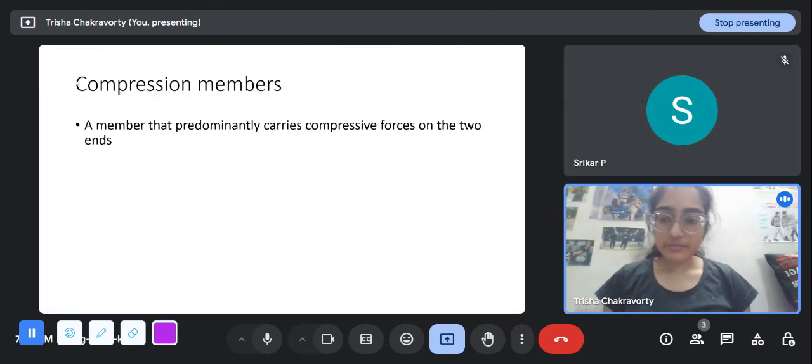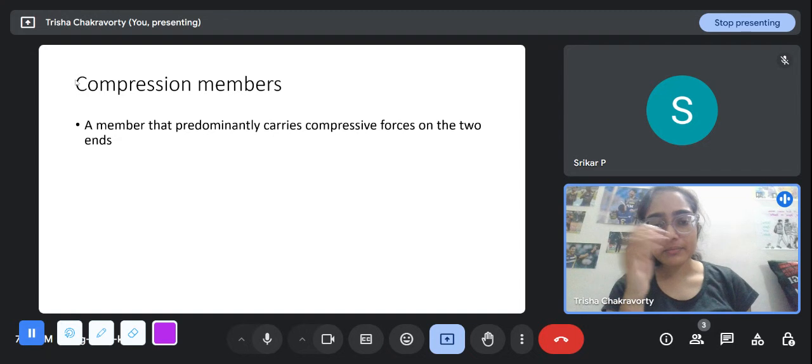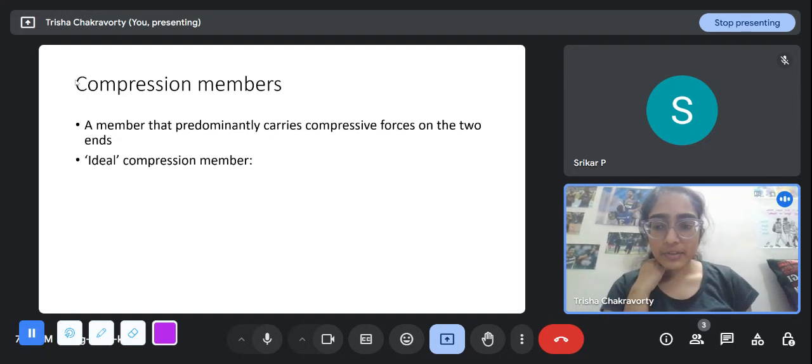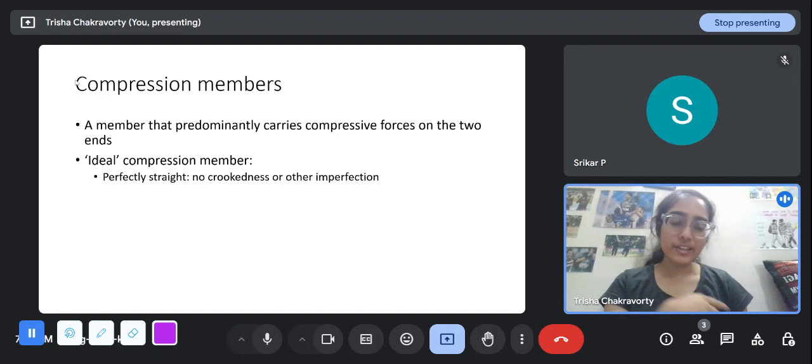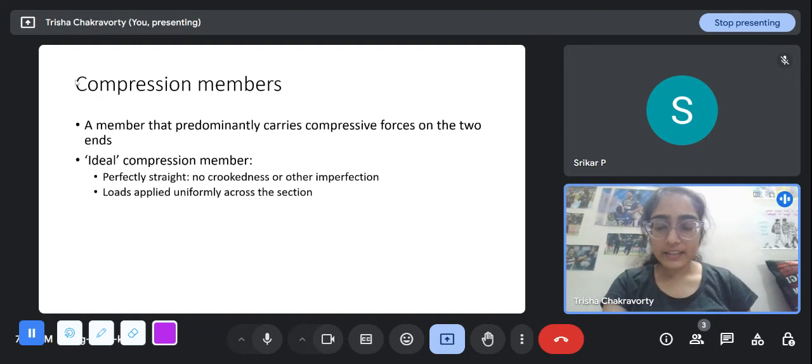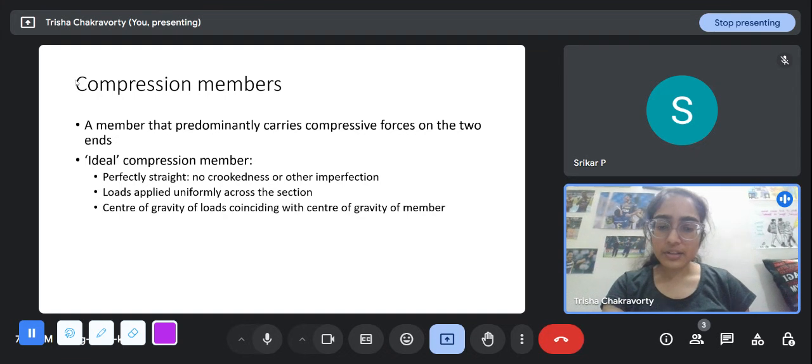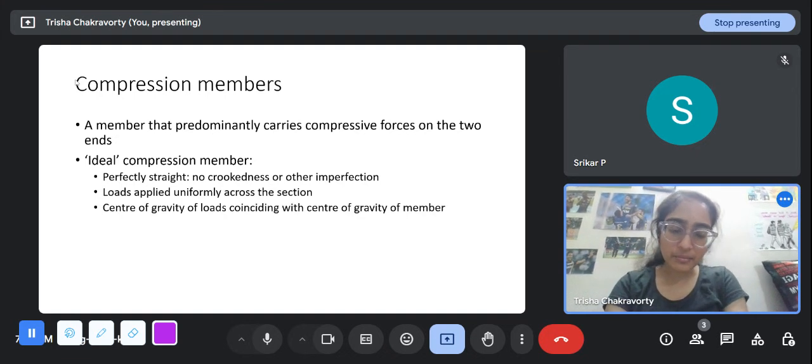Compression members are the ones that predominantly carry compressive forces on the two ends. An ideal compression member will be perfectly straight. It will have no crookedness, and this crookedness is related to buckling. The loads are applied uniformly across the section, and the center of gravity of the loads will coincide with the center of gravity of the member, which doesn't actually happen in real members. This is just what we would call an ideal compression member.